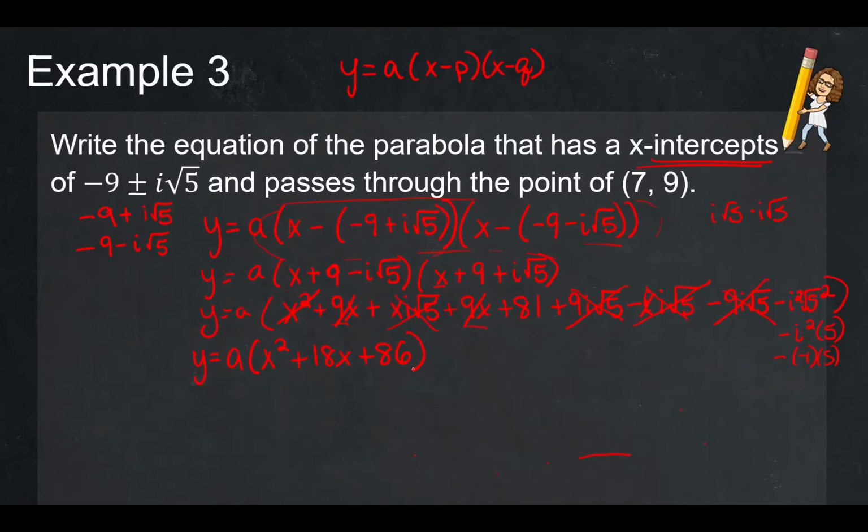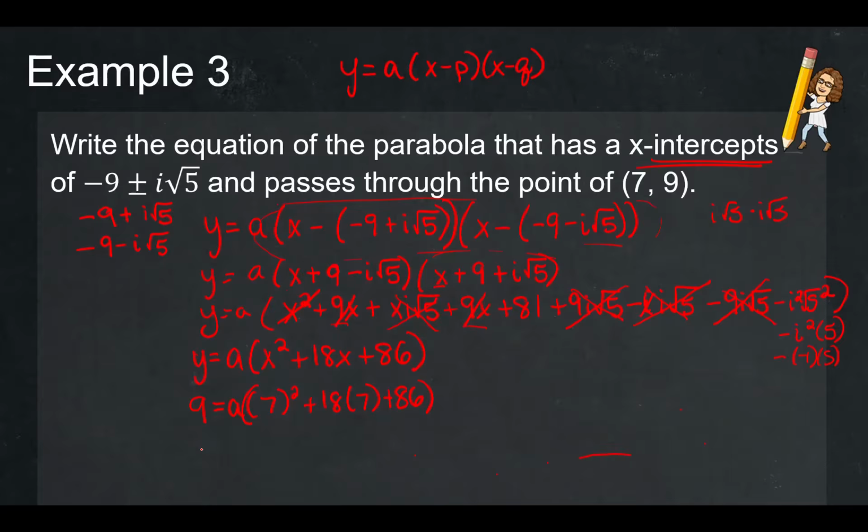What you guys have just done is you have undone the quadratic formula. That's kind of neat, actually, if you think about it. So you've just undid the quadratic formula to get it to work. Let's plug in the 7 and the 9, because I still need to get that A. Plus 18 times 7 plus 86.